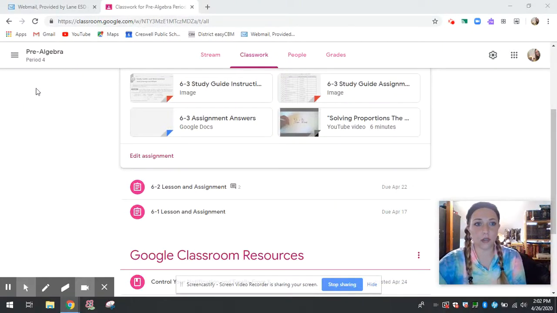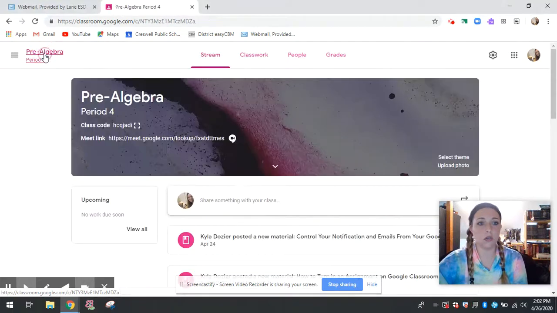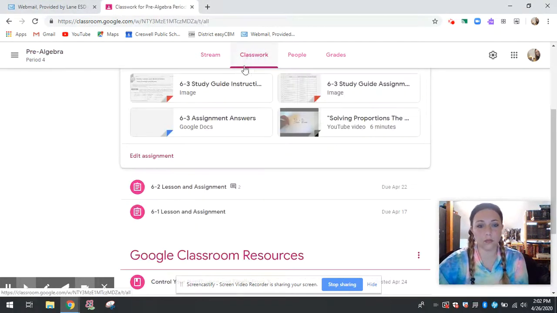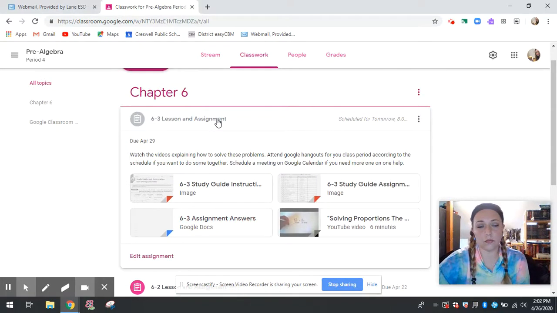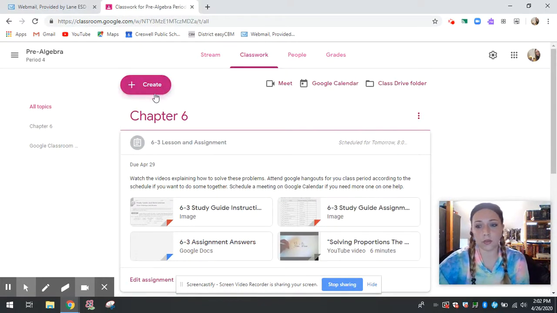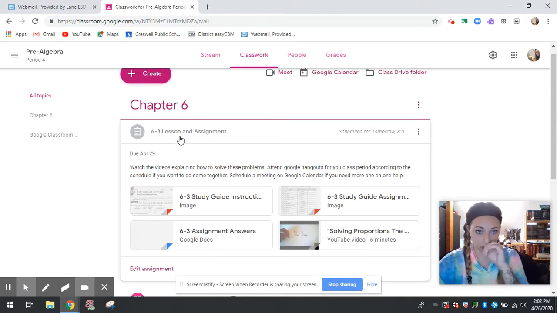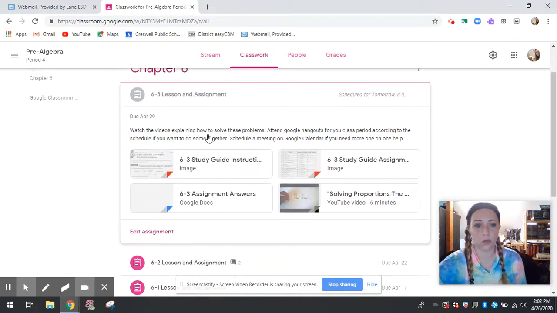Hi everybody, I'm going to go over the instructions for 6-3. So a quick reminder on how to get there. You just go to classwork and then you could click up here. You have view your assignments rather than a create button. And then you'll see 6-3 lesson and assignment. So that's what we're going to be working on.